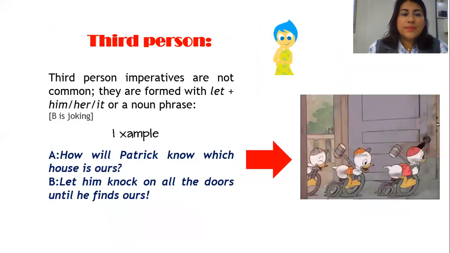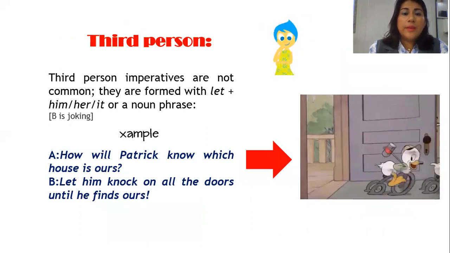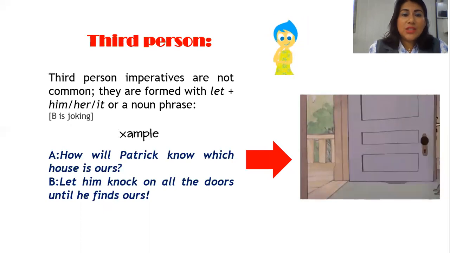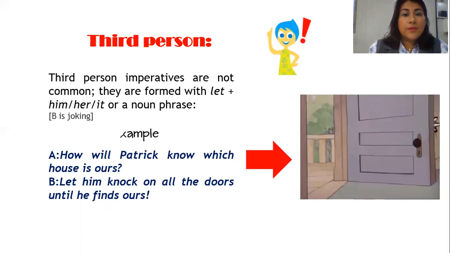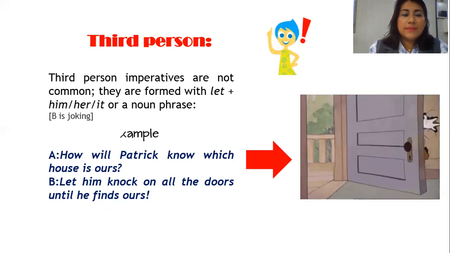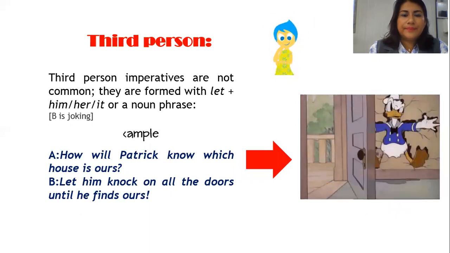Third person. Third person imperatives are not common. They are formed with let plus him, her, it, or a noun phrase. For example: How will Patrick know which house is ours? Let him knock on all the doors until he finds ours.